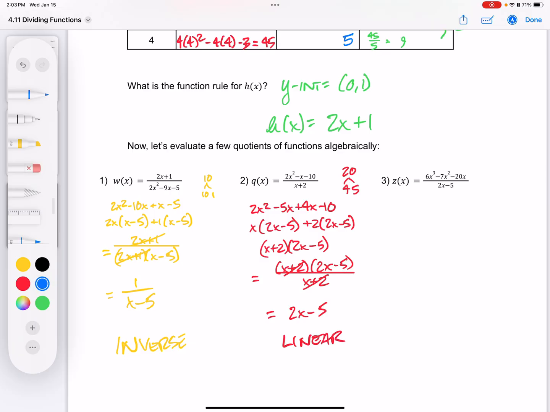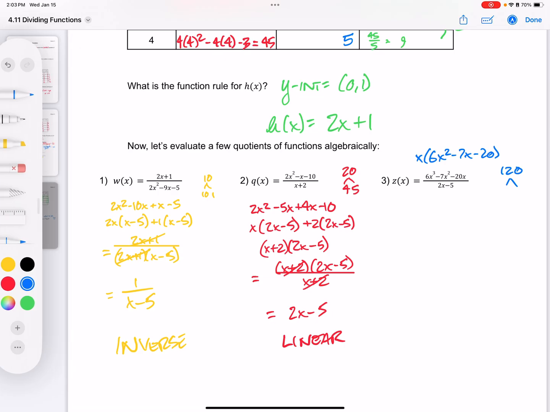Don't be afraid to pause it here and work out this one for yourself. All right, notice that I have a GCF of x right off the bat, so I can factor out x times 6x squared minus 7x minus 20. So now I need 6 times 20, which is 120. I need the factors of 120 that have a difference of 7.